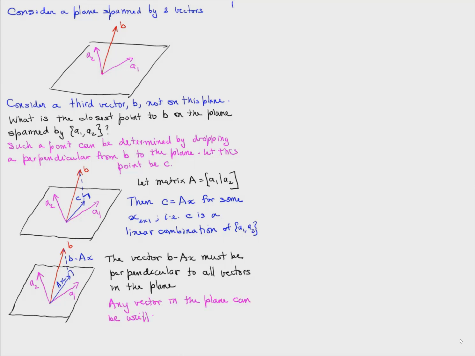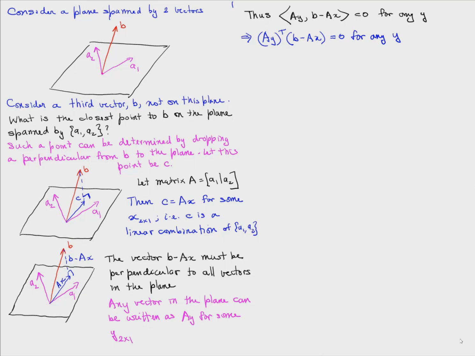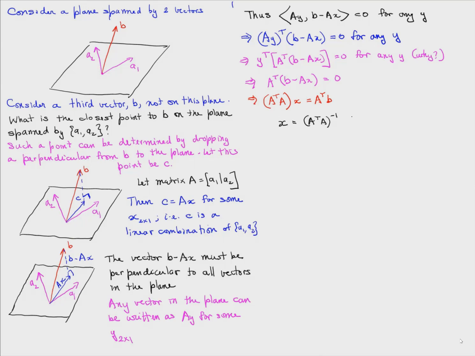So any vector on the plane can be written as A times y for some 2 by 1 vector y. So we're saying that the dot product of Ay and b minus Ax must be 0 for any y, which we can also write like this. And using our relationship that the transpose of a product is the product of the transposes in the opposite order, we can write it like this. And because this is true for any y, A transpose times (b minus Ax) must be 0, and we can write it like this. And A transpose A is a square matrix, so we can solve for x like this.